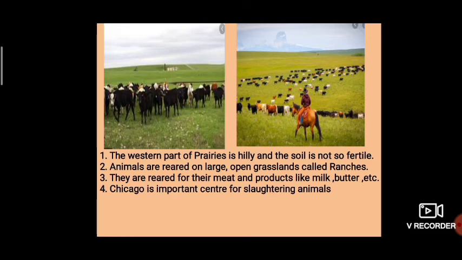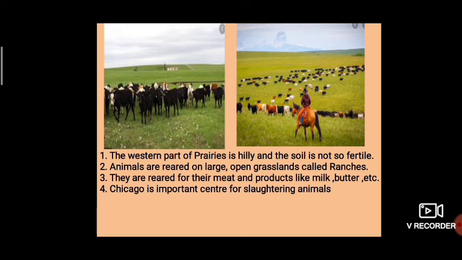Next, why are they reared? They are reared for the meat and products like milk, butter, etc. Now next is the last, that is Chicago. What is Chicago? Chicago is the important center for slaughtering animals for commercial purposes, such as selling their skin. So Chicago is an important center for slaughtering animals.